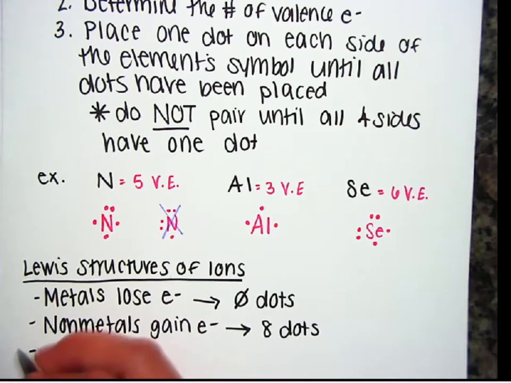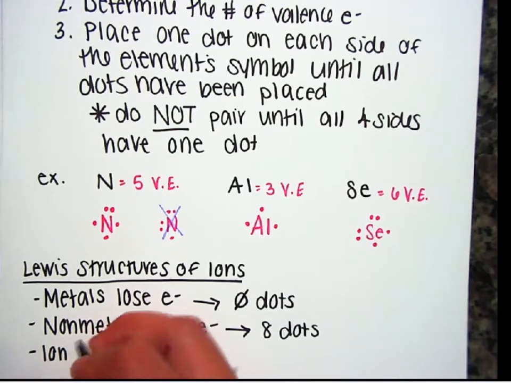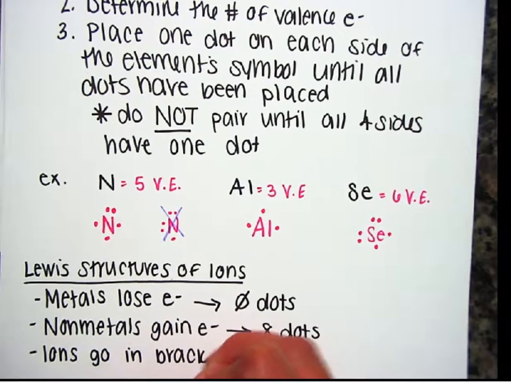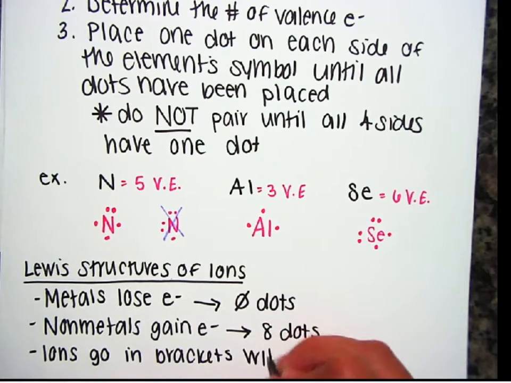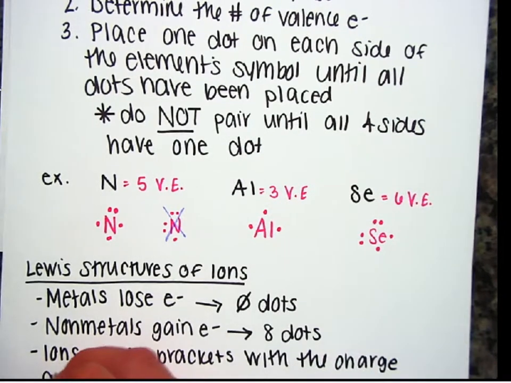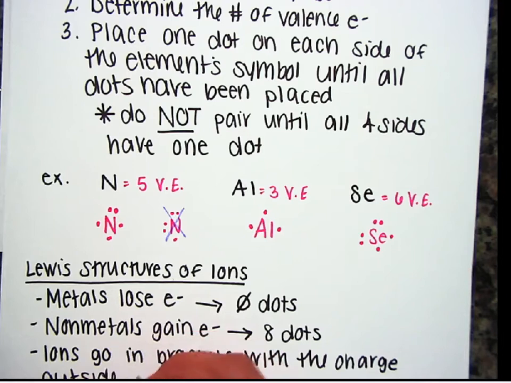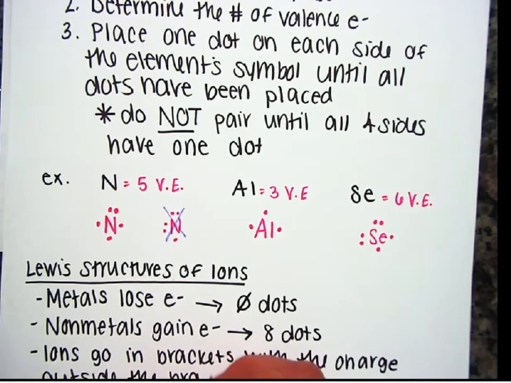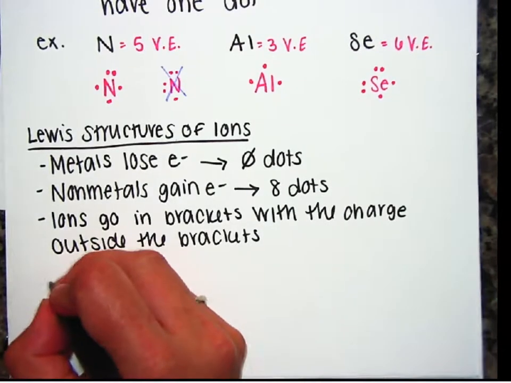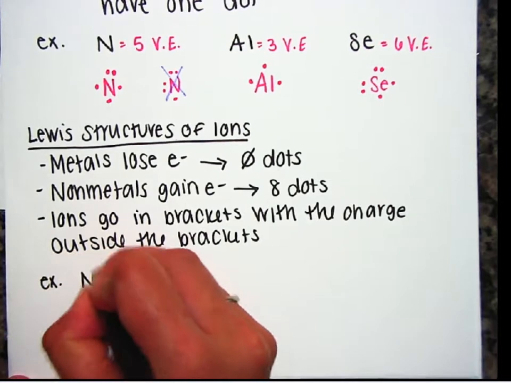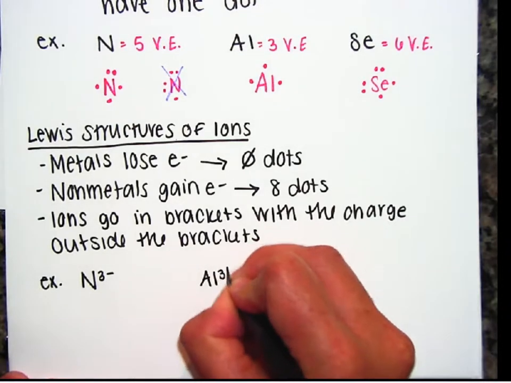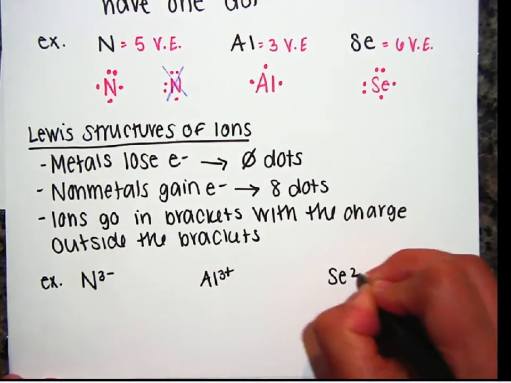Lastly, if you are drawing a Lewis structure for an ion, ions go in brackets with the charge outside the brackets. So let's do the nitrogen ion, the aluminum ion, and the selenium ion.